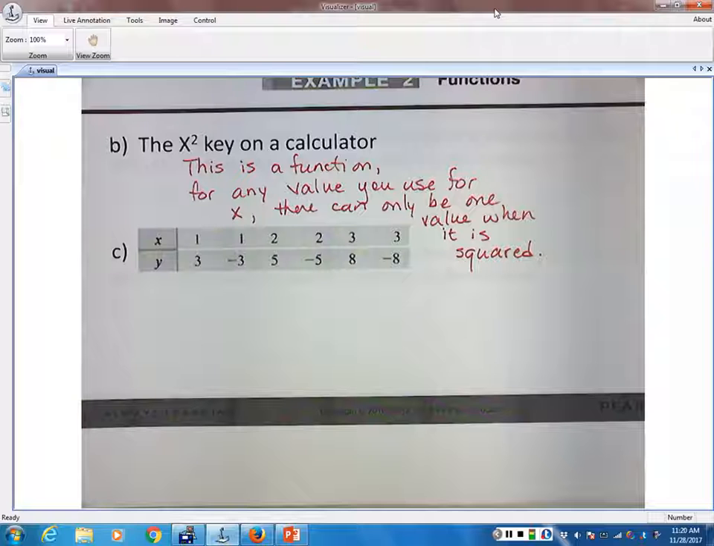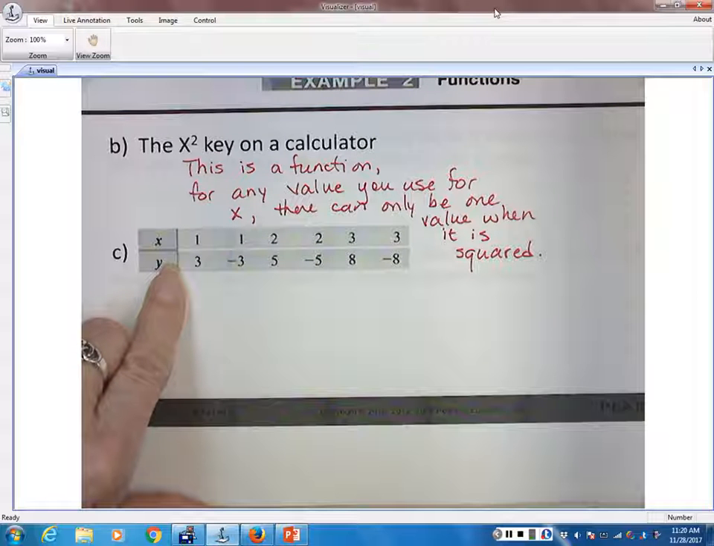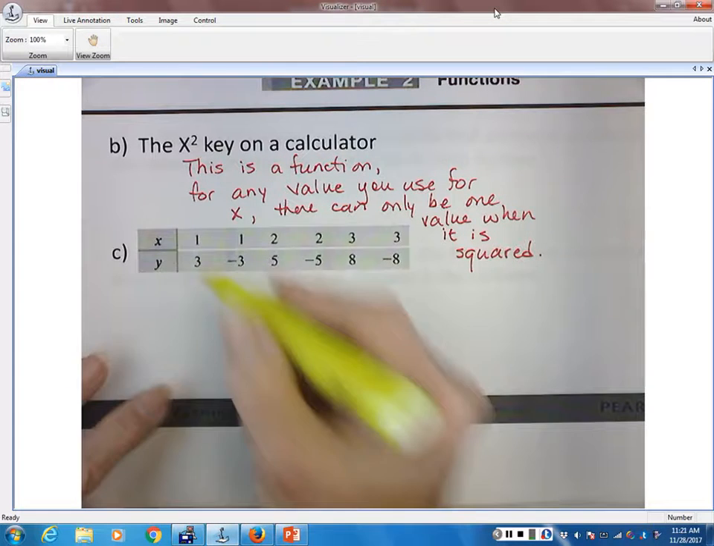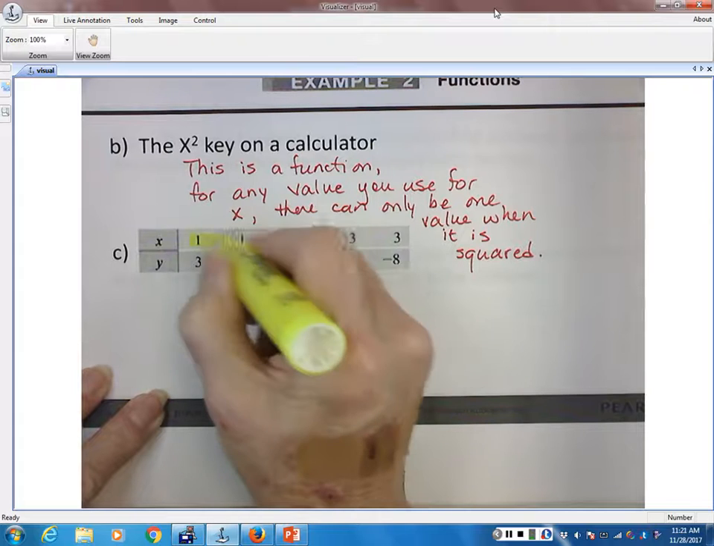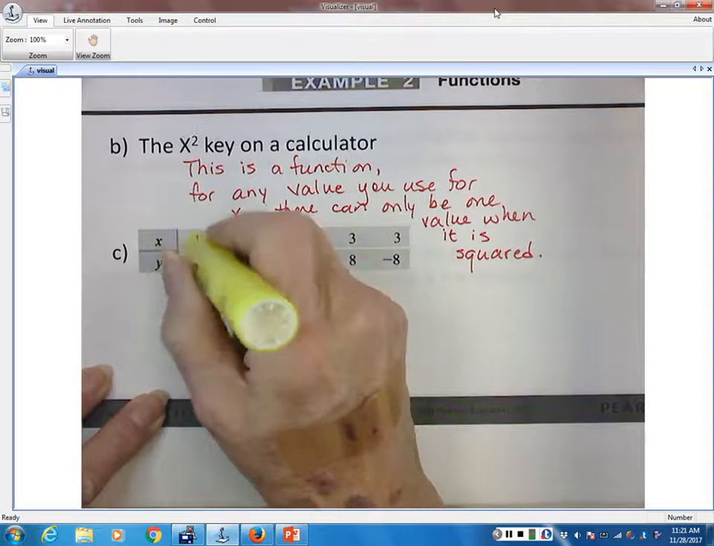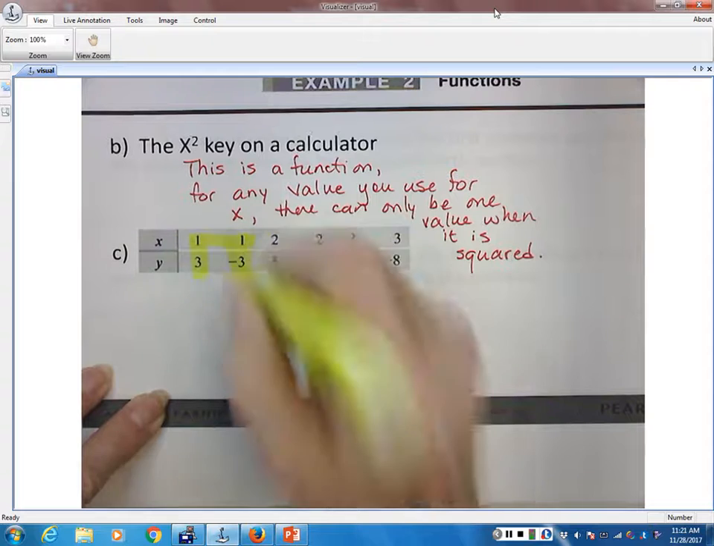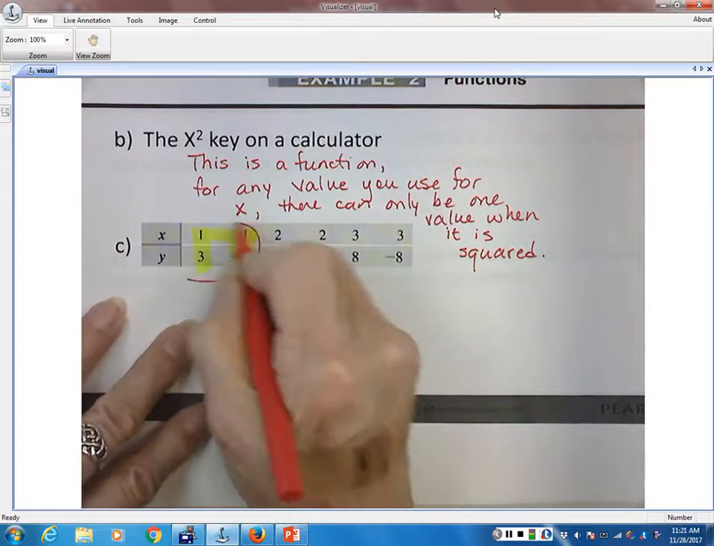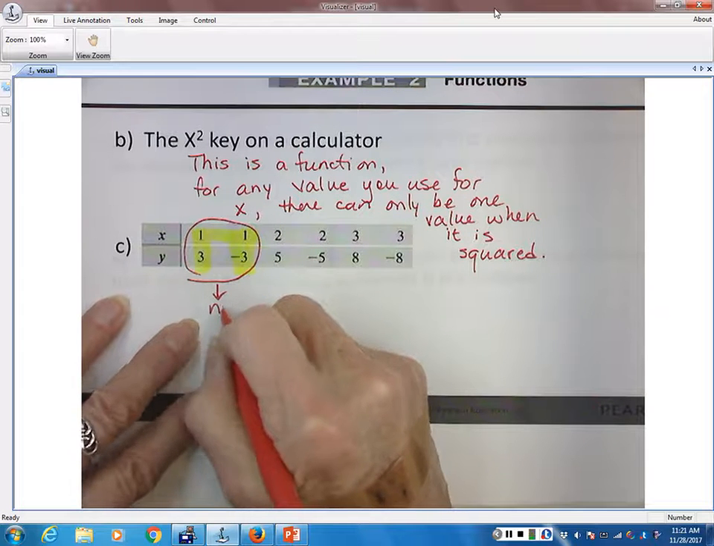So this is a function because for any value that you use for x, there can only be one value when that x number is squared. So that does constitute a function. Does this table make a function? Colt, why do you say no? Because 1 goes to 3 and -3. That's right. 1 is in the table twice, but the first time it went to 3, and the next time it went to -3. Now, I don't have to look any further in that table. I can go right straight to that one single instance and say, no, this is not a function.